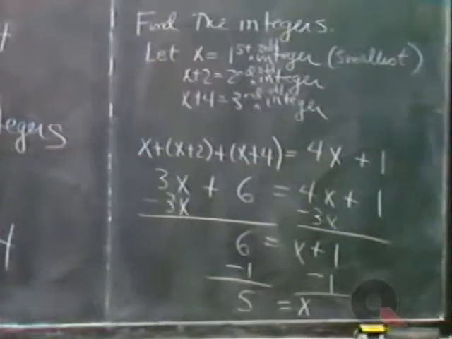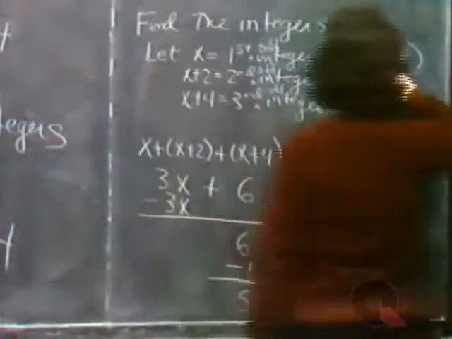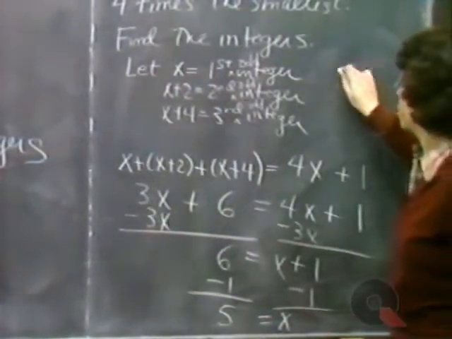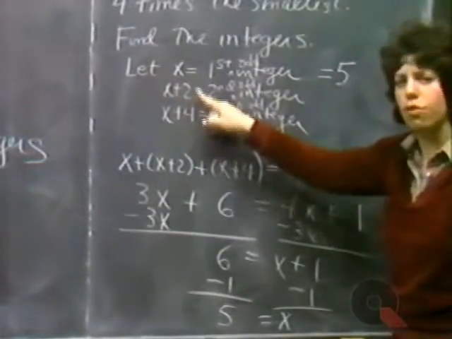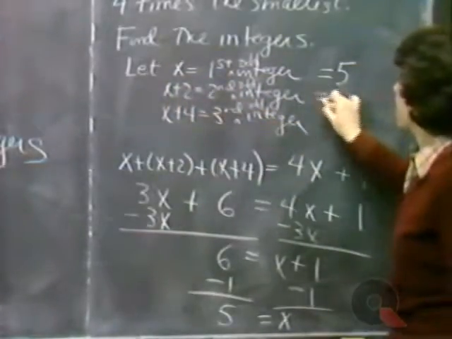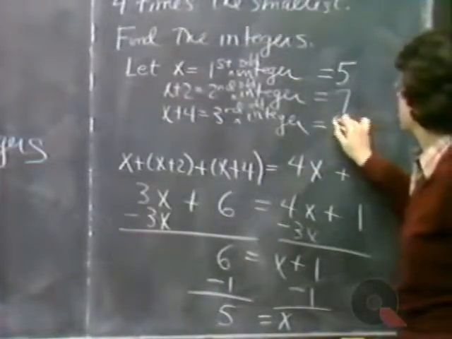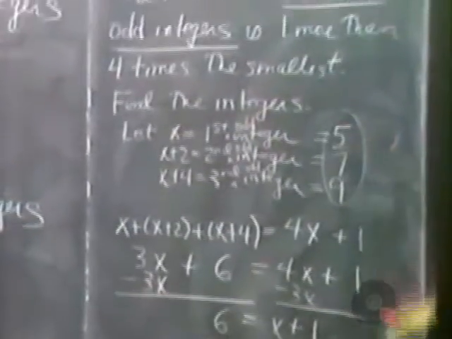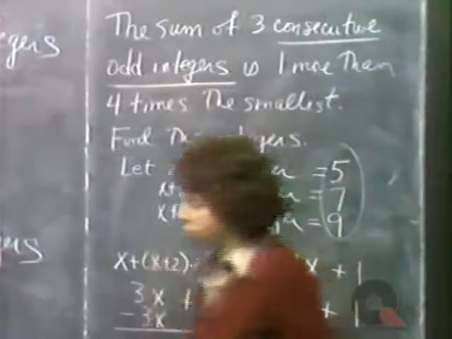Now let's see what we found. We have found x, the first of the odd integers. Over here we have found that x is equal to 5. Then x plus 2, once we found x is 5, this is 5 plus 2, that's 7. This is 5 plus 4, that's 9. We have here 3 consecutive odd integers. Let's see if it satisfies the condition of the problem.